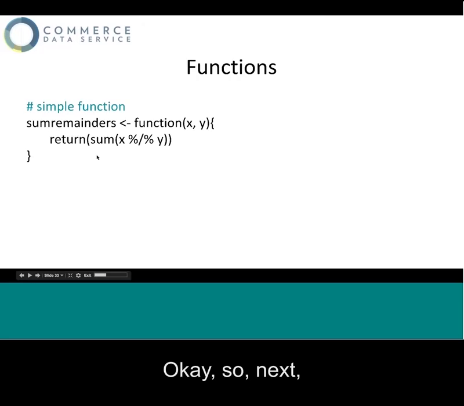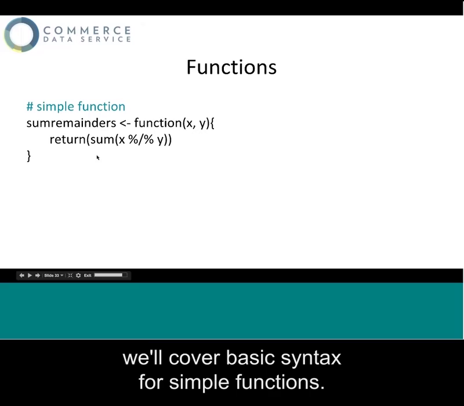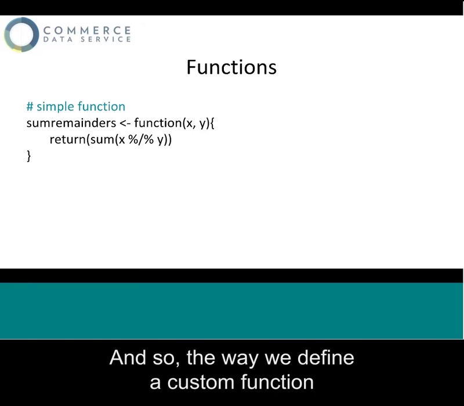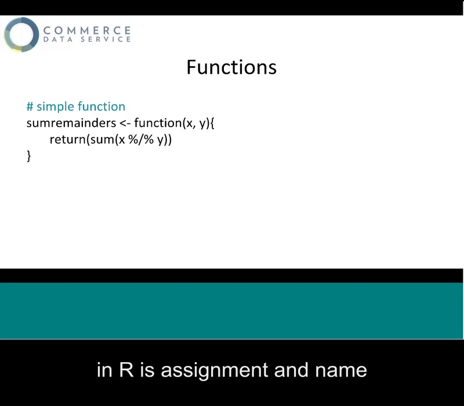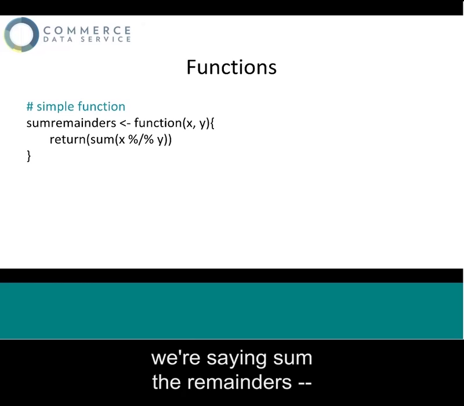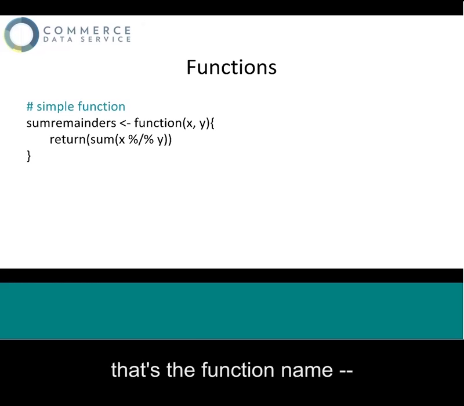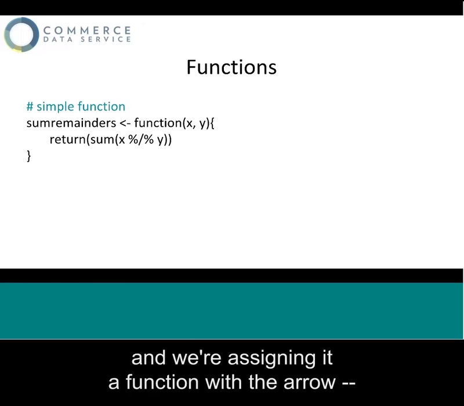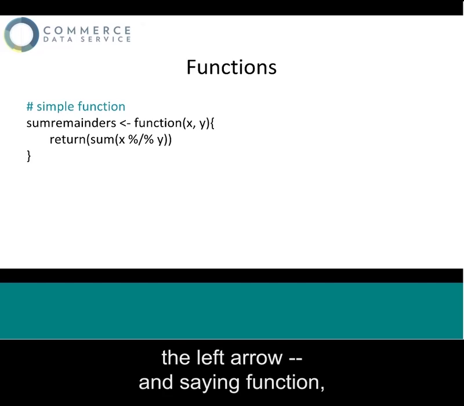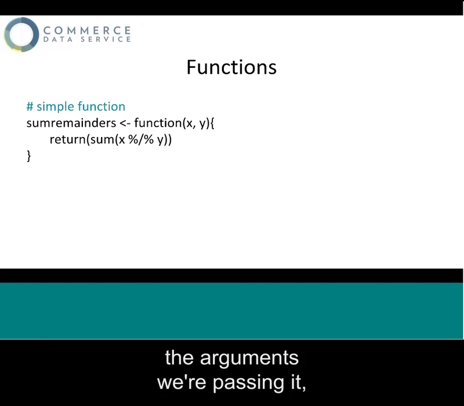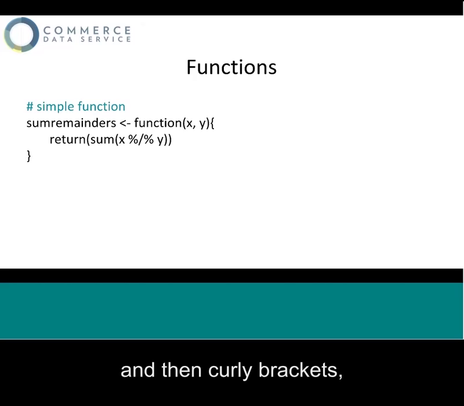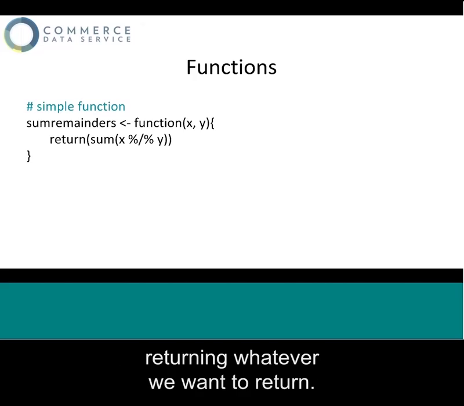Okay, next we'll cover basic syntax for simple functions. The way we define a custom function in R is by assigning it a name in the namespace. So here we're saying sum the remainders, that's the function name, and we're assigning it a function with the left arrow, saying function, the arguments we're passing it, and then curly brackets, returning whatever we want to return.